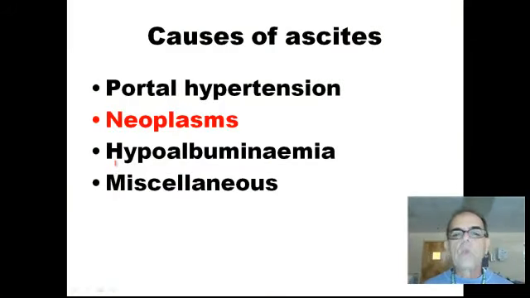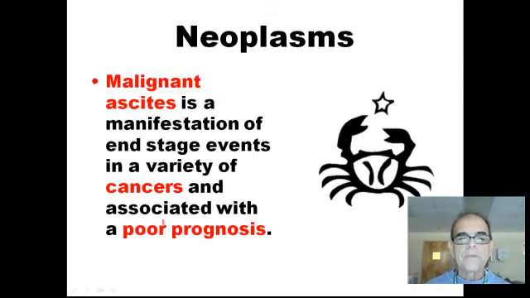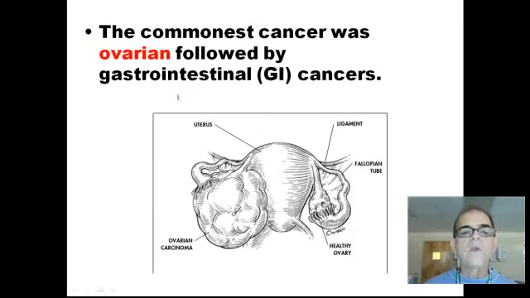Cause of ascites: tumors, cancers. Benign or malignant tumors can produce a lot of free fluid that accumulates in the peritoneal cavity. Malignant ascites is the manifestation of an end-stage event in a variety of cancers and is associated with poor prognosis. When you take the fluid from inside the peritoneal cavity and the pathologist studies it, they find a lot of cancer cells. Malignant ascites, poor prognosis. The commonest cancer is ovarian, followed by gastrointestinal cancer.